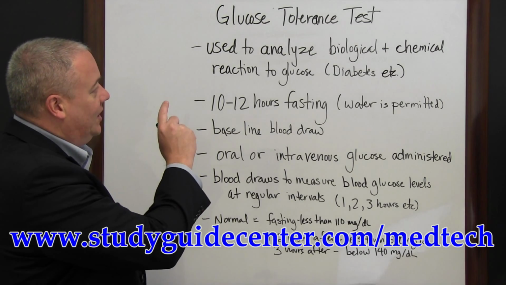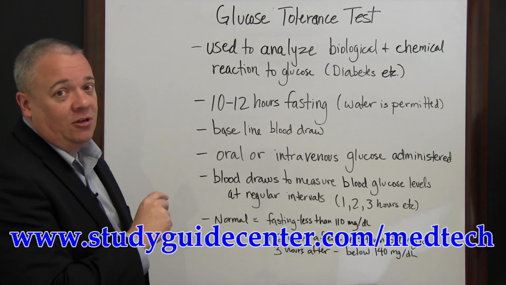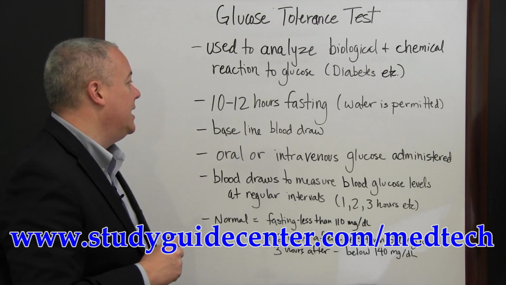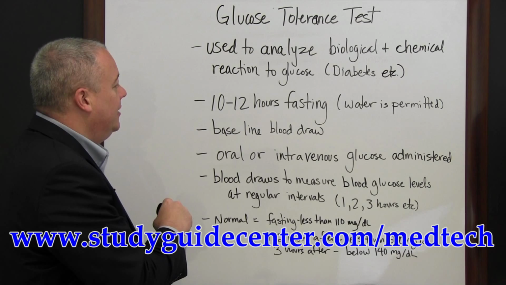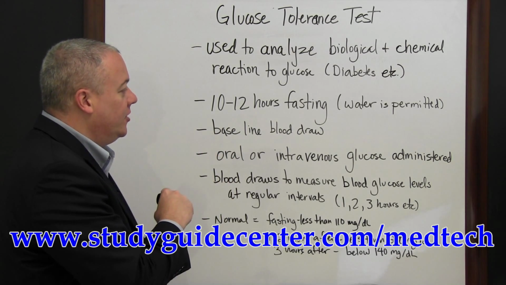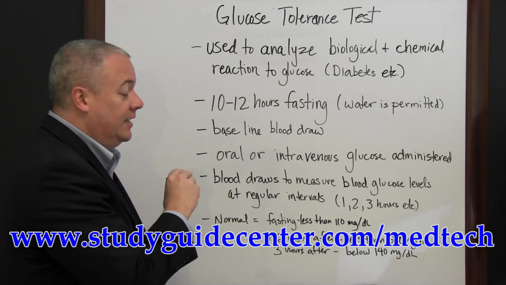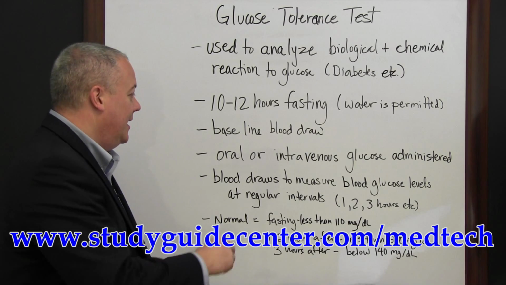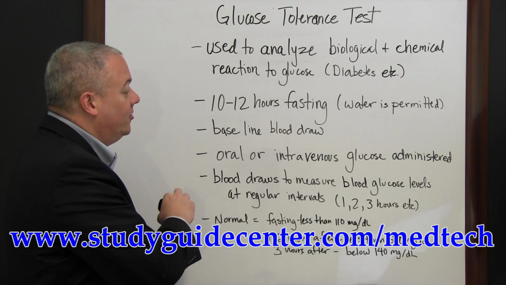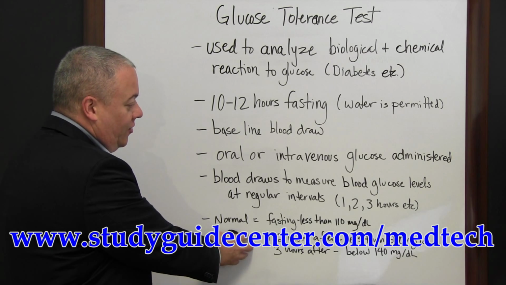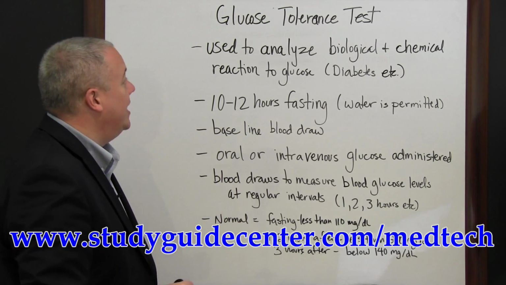So essentially it's a biological and chemical reaction to glucose in the blood that they're analyzing for, usually testing for diabetes and things like this. There's a fasting period, baseline blood draw, the administration of the glucose orally or intravenously, and then thereafter at 1, 2, and 3 hours, that's generally when it's done, a blood draw is taken and the glucose level is measured. And here are the norms again for where it should fall if the person is in the normal range.